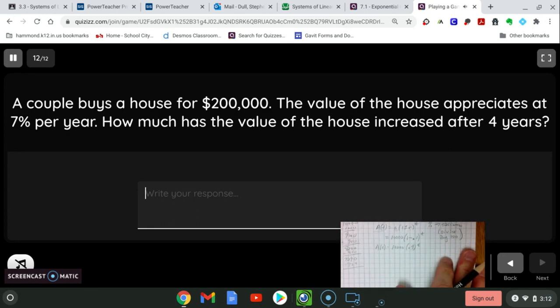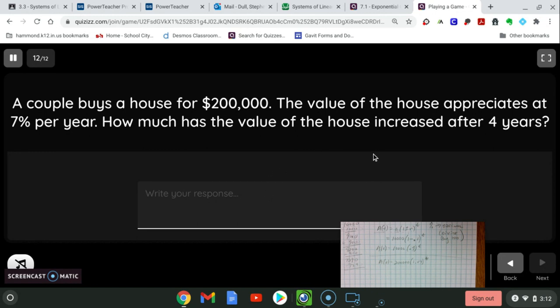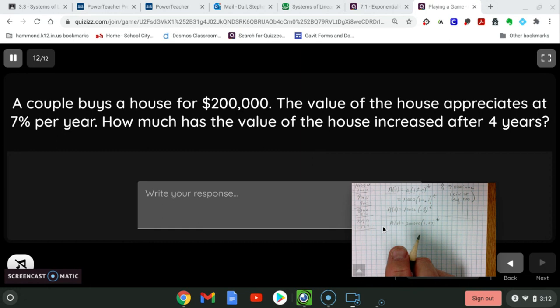All right, one last try here. So this is the same information. A of t equals 200,000 times 1.07 to the t. And you want to read this question carefully. It says, how much is the value of the house increased after 4 years? So we're not being asked, what is the new value of the house? It's saying, how much did it change? It started at 200,000. What's it going to end up with after 4 years? So let's look at how we could work that one out.